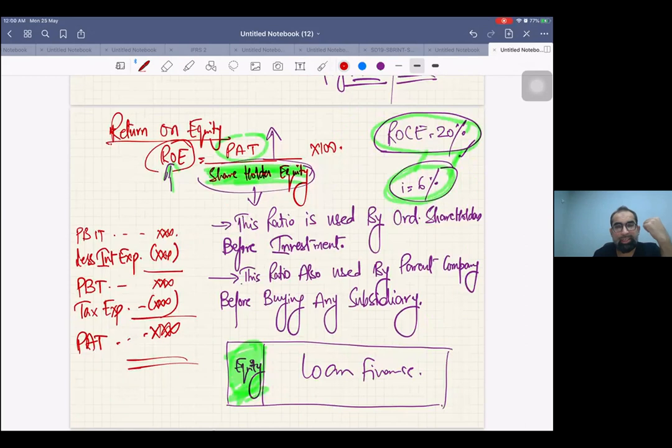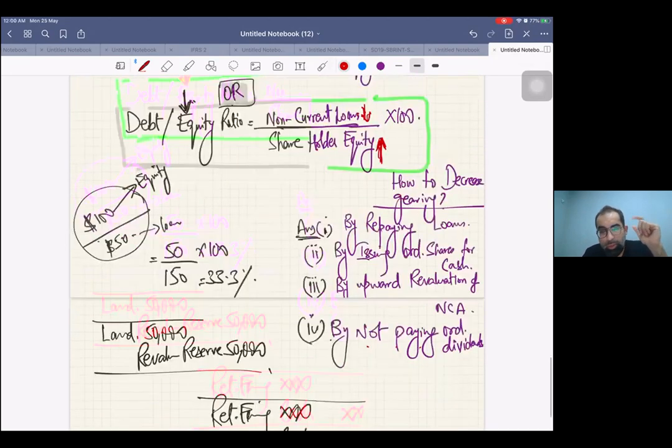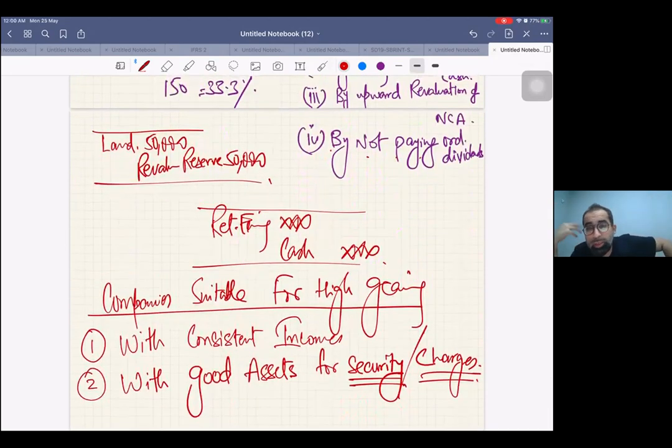20% and 6%. Our return on capital employed is 20% and the market interest rate is 6%. So by taking more loans, we enjoy more profits. We can make more profit from others' money. Just think like this. Gearing means you are using and enjoying others' money. So it is good to increase gearing when you have consistent income.